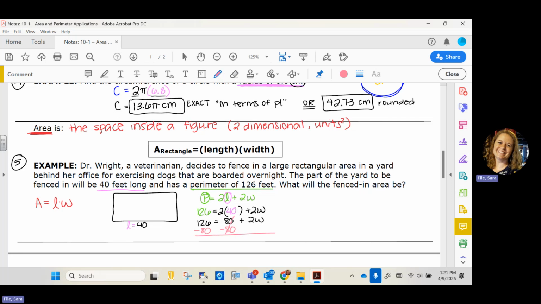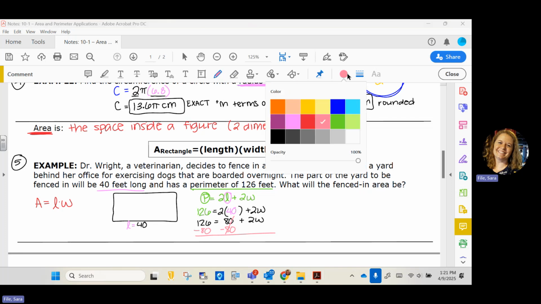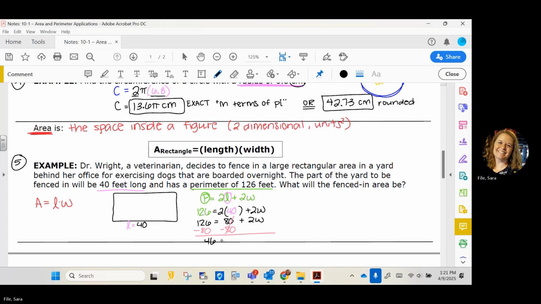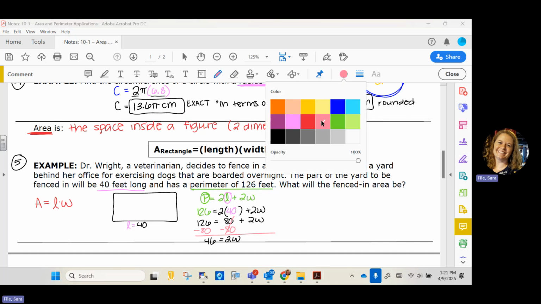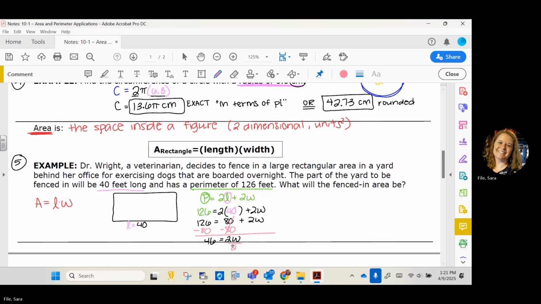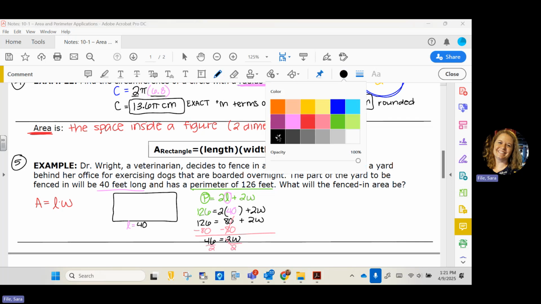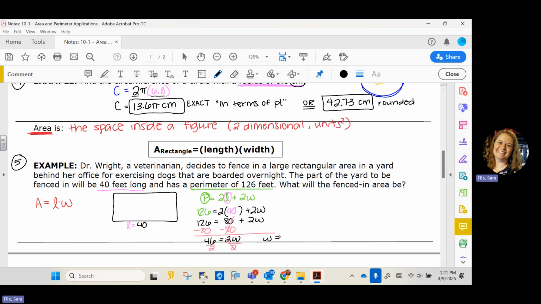So I end up with 126 minus 80, excuse me, which is 46. So we have 46 equals 2W. And then you have to get rid of the 2, the coefficient, by dividing. And what you do to one side, you do to the other. So this comes out that the width is 23. Now, I'll go over here and I'm going to label the width is 23.